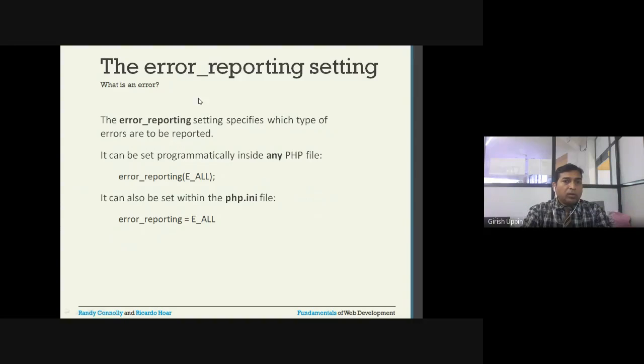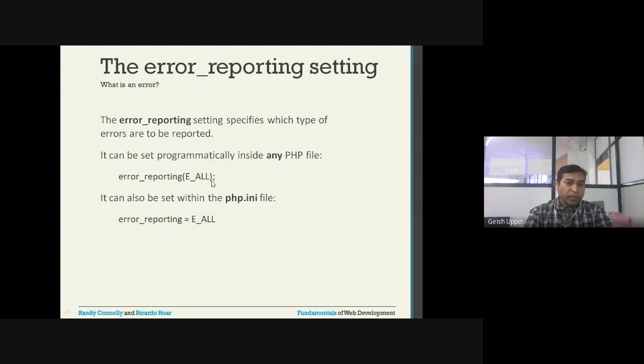Okay. First one is the error_reporting setting. The error_reporting flag can be set in two ways. It can be set in the configuration file, that is the php.ini file, or we can include it as part of our program. Either we can have it programmatically, or we can set it up in the configuration file.